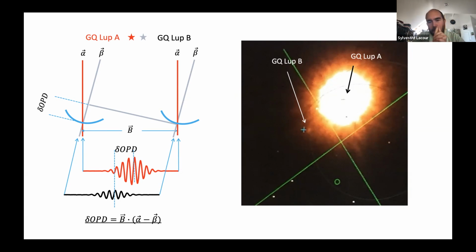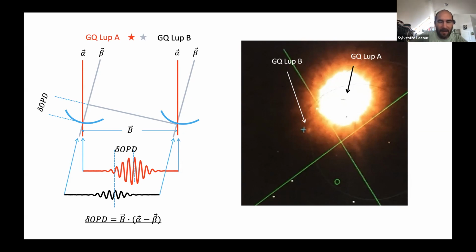So since you put the fiber of the exoplanet, the science fiber, offset with respect to the star, you have less flux coming from the star within your science beam combiner.